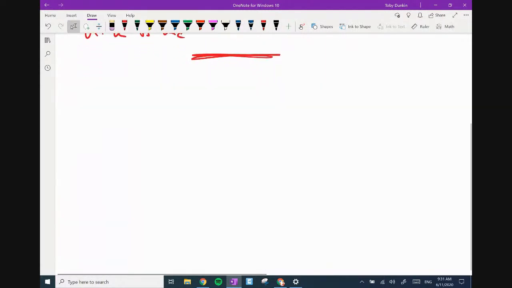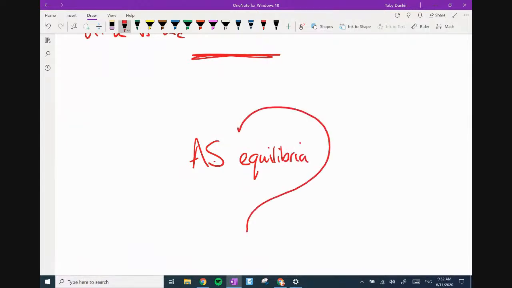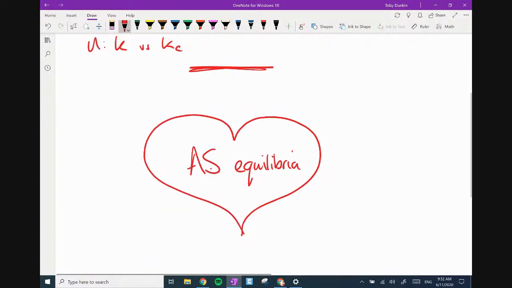All right. So what we need to do is we just need to recap AS equilibria. I'm gonna go AS equilibria. Now, the great thing is, of course, the evolution from GCSE to AS is actually very small. Yeah, there we go, AS equilibria.